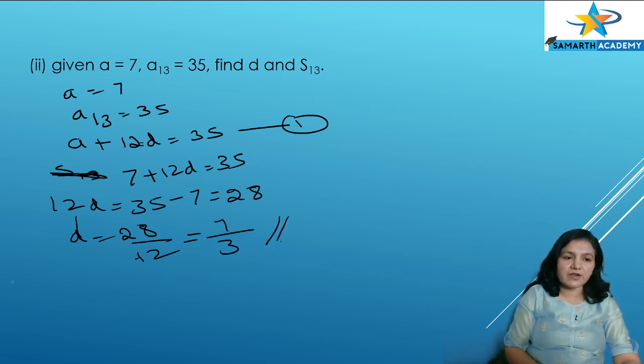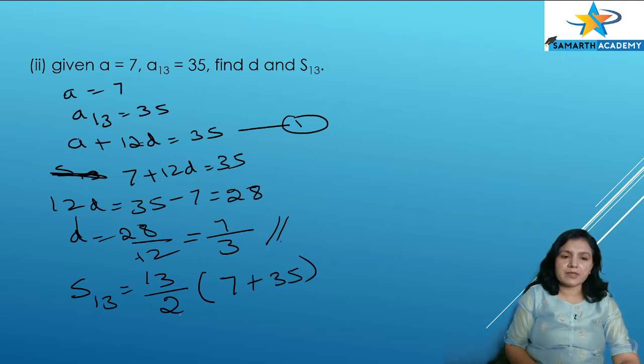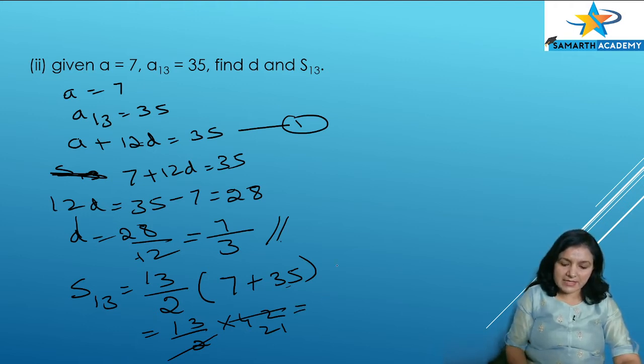And he is asking for S13. So S13 is what? 13 by 2, first term plus last term. That is 7 plus 35. 13 by 2, 7 plus 35 is what? 42. 2 twenty-ones are 42. So 13 into 21 is the answer, which comes as 273.